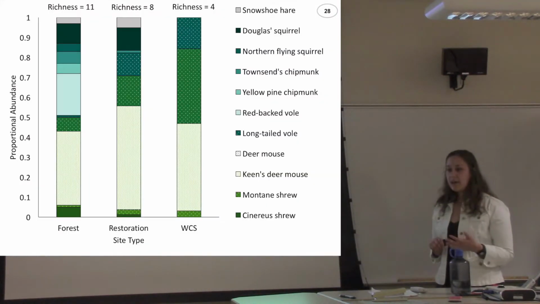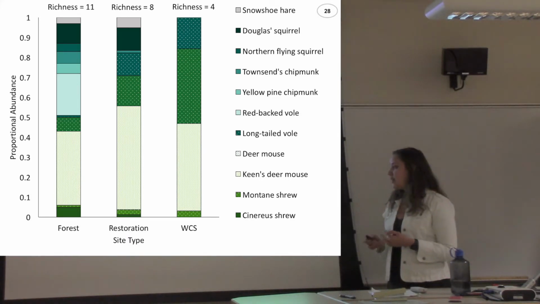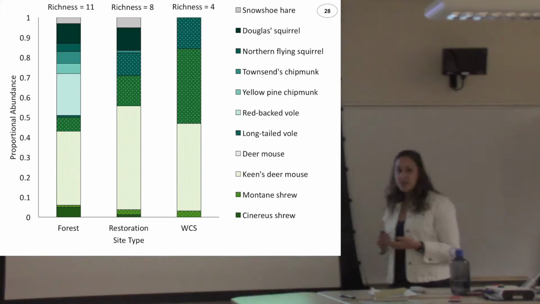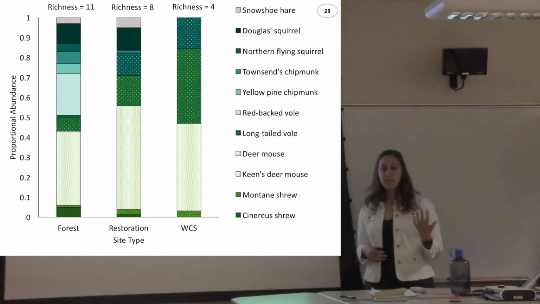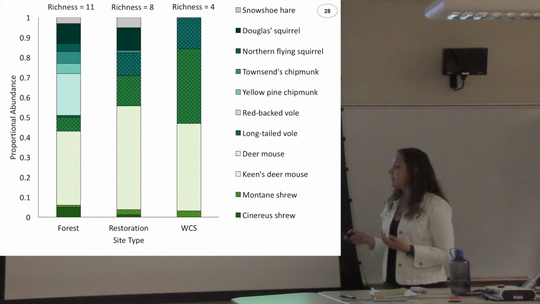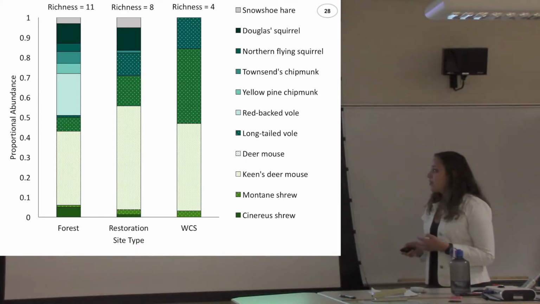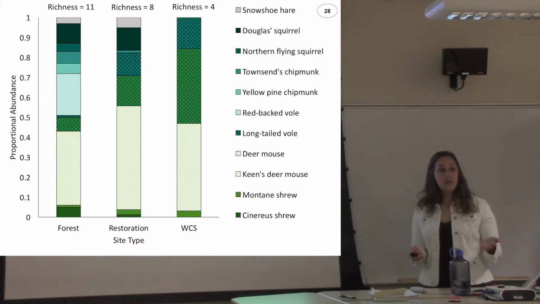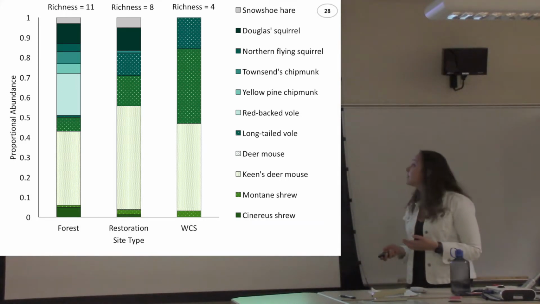So this is a mosaic box plot showing proportional abundance of the species we captured between my 3 site types: forest, restoration, and WCS, which is wildlife crossing structure. Right off the bat, you can see the forest captured the most species, with a species richness of 11. The restoration site was a little bit less, with 8 species captured, and at the crossing structure we only captured 4 species, all of which were generalist species. Next I'm going to look at some species-specific trends.